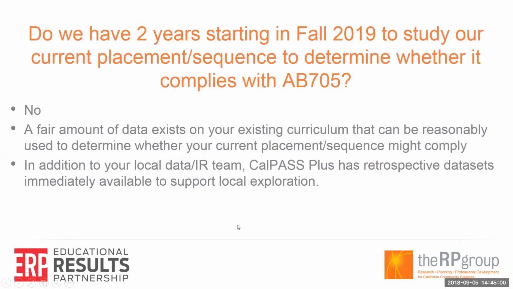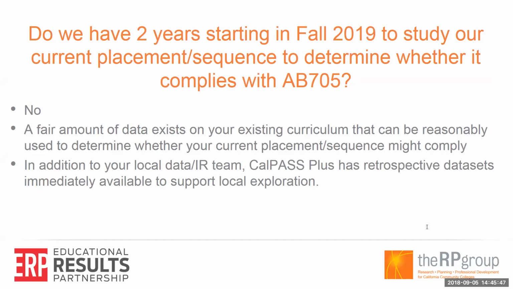Next slide. Do we have 2 years starting in fall 2019 to study our current placement or our current sequence or our current curriculum to determine whether or not it complies with AB 705? This comes up a lot. You do not. There is a large amount of data that exists on your existing curriculum that can be used to determine whether or not your current placement sequence might comply. So you don't have 2 years. If you really believe that your current curriculum can be more, that students at the lowest level of high school performance, right, those least likely to succeed, can be more likely to successfully complete a transfer level course in your current curriculum than if they start at transfer level, then you should be able to demonstrate that.